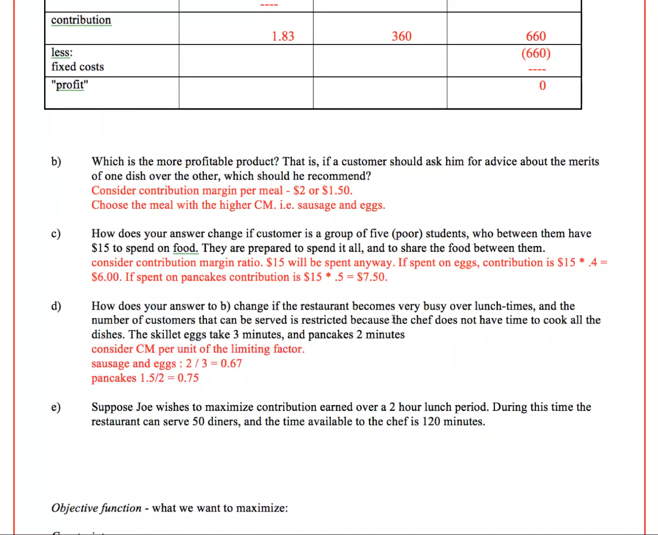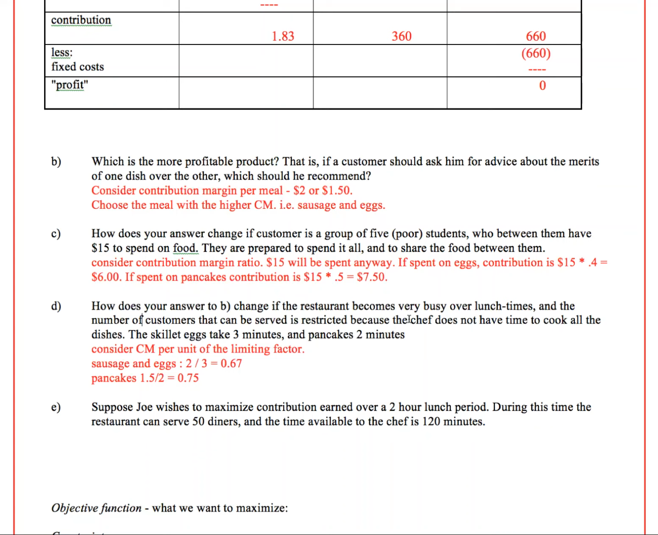And so in this case, we can see that the contribution margin per unit of the limiting factor is 67 cents per minute, and the pancakes are again a better deal because although it's a lower contribution margin, it's also a lower cooking time, and in proportion, the pancakes are generating contribution margin at 75 cents a minute, sausages and eggs 67 cents a minute. So we'd go for that.